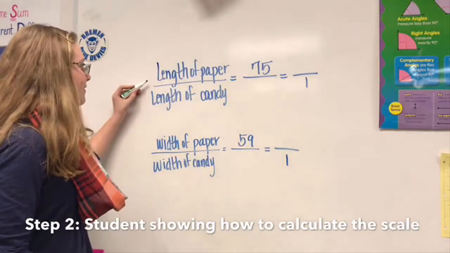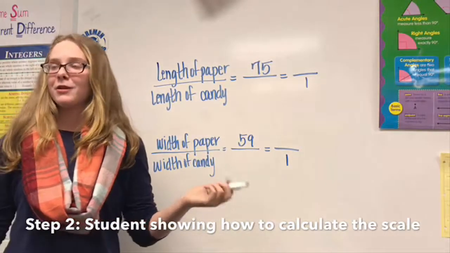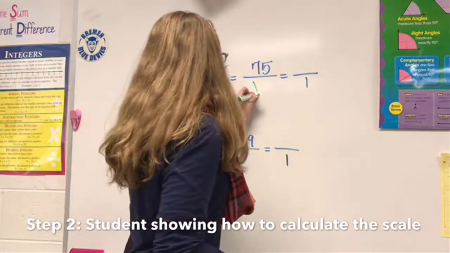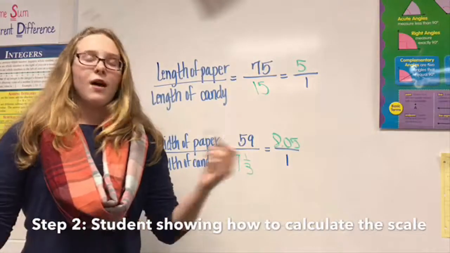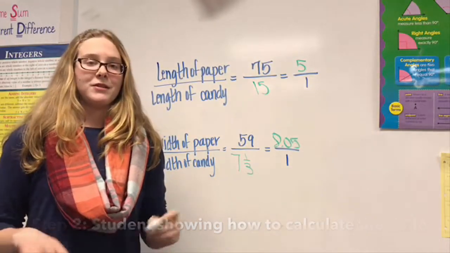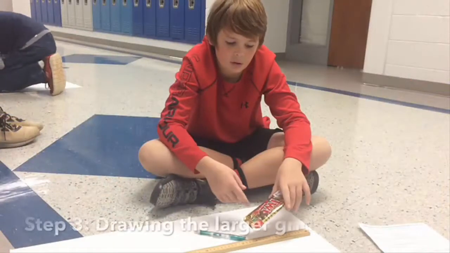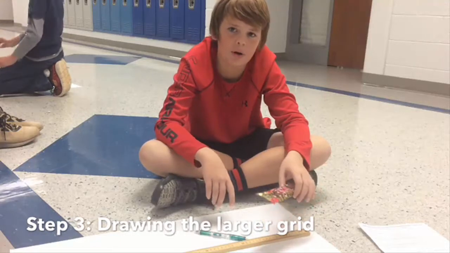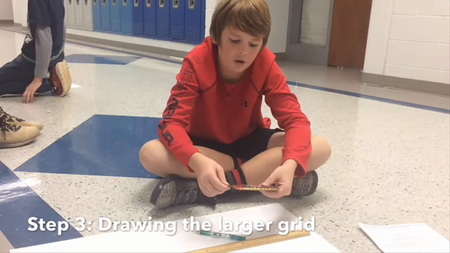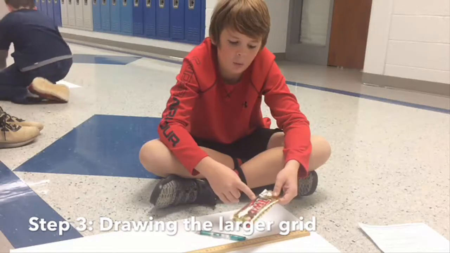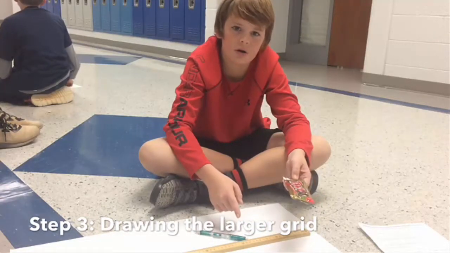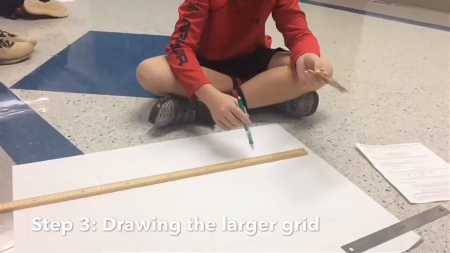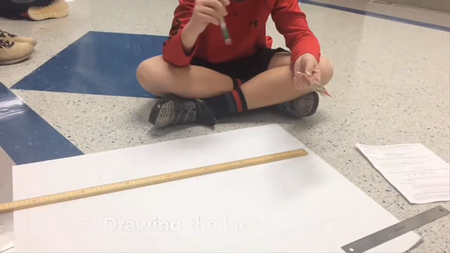We had to figure out the length of the paper and the length of the candy to figure out how big the squares would be on the paper. So the length of our paper was 75 and the length of our candy was 15. We know that 1 centimeter on the candy wrapper is 5 centimeters on the paper. I'm doing the torch grid drawing and enlarging it onto a bigger paper. And our scale factor is 5 centimeters for every 1 centimeter on here. It's 5 centimeters on the big paper. So right now, what are you doing on your paper? I'm making tick marks for every 5 centimeters so we can make it into a square.